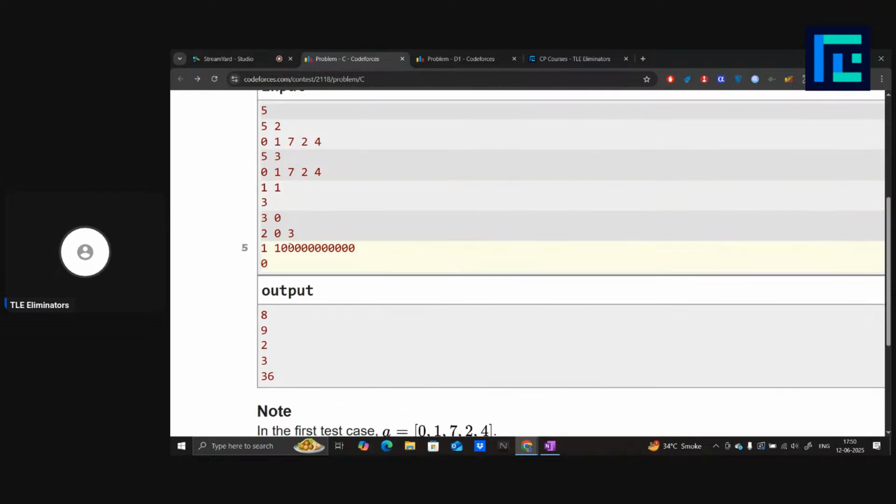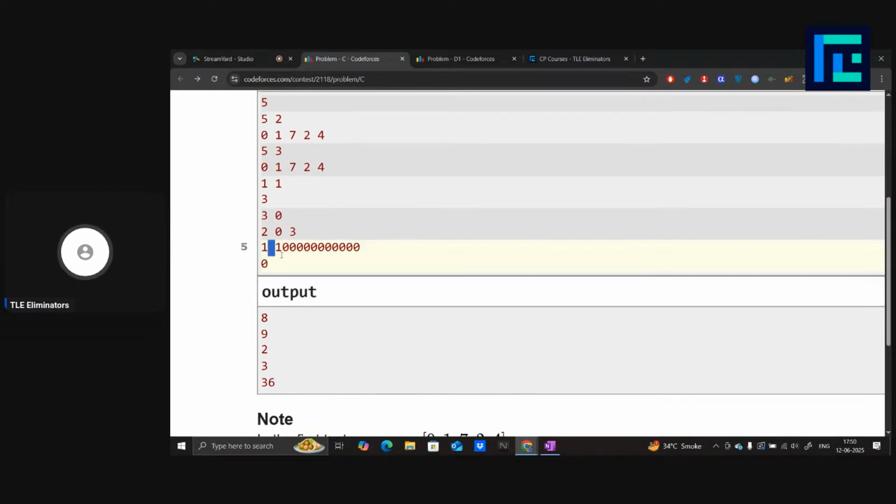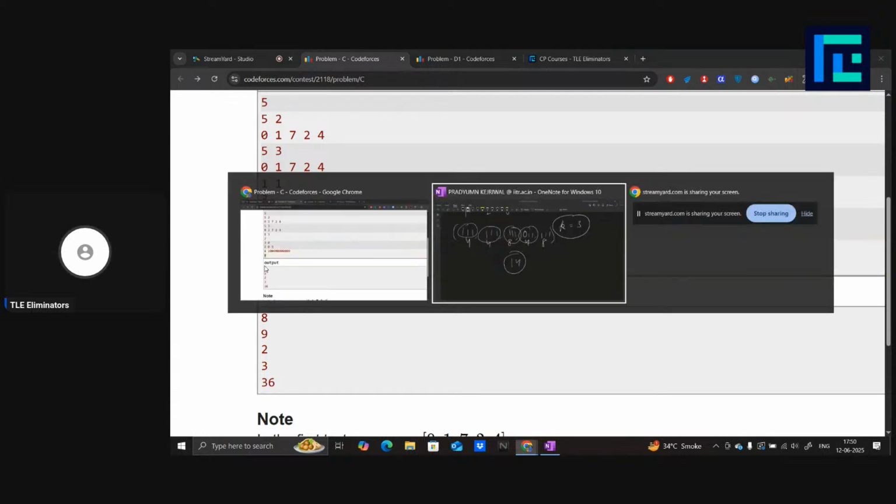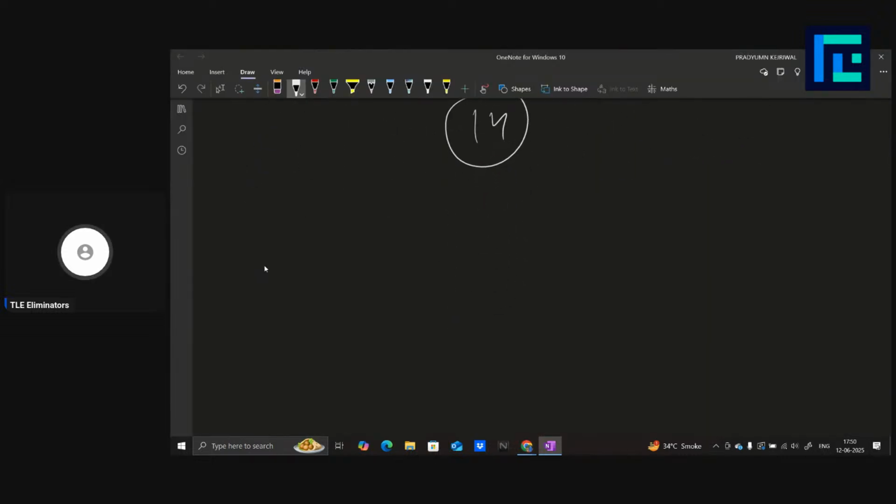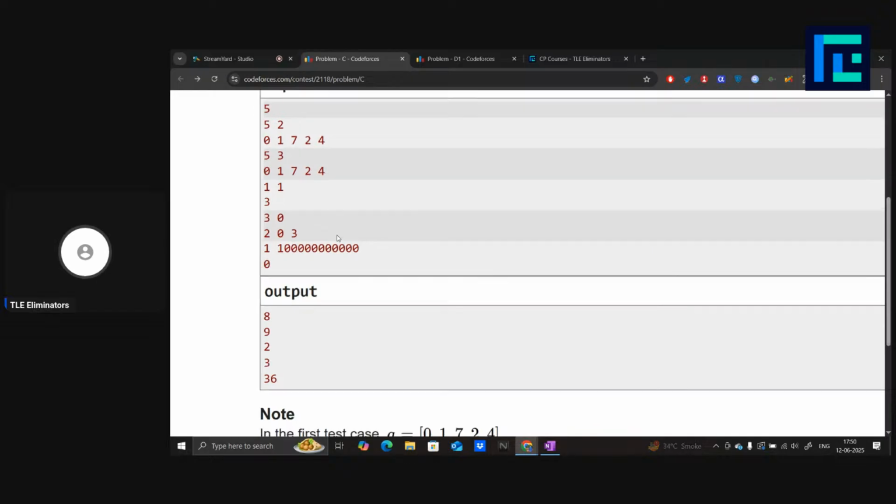Last test case, the same thing you will do, then you will get 36. Like here, 0 initially. If we have a 0 initially, its value is 1. That means you can add 1 to increase its number of bits. So if you add 1, it will become 1. And the operations that you have will become what?